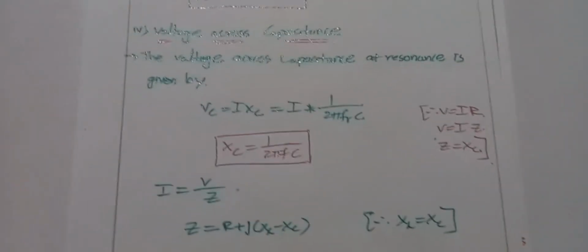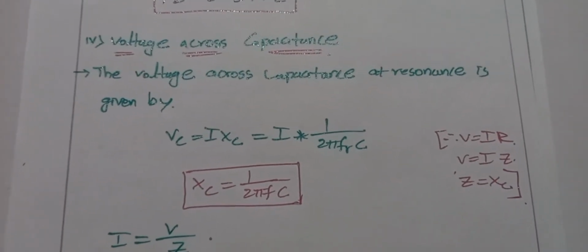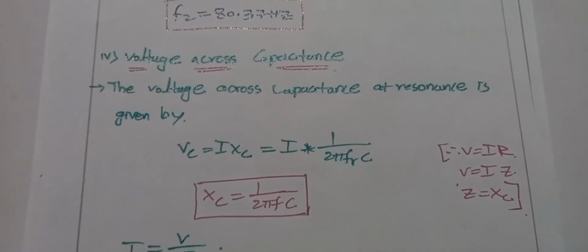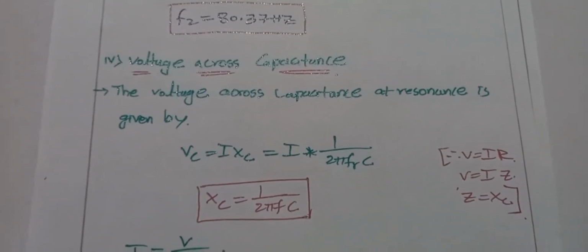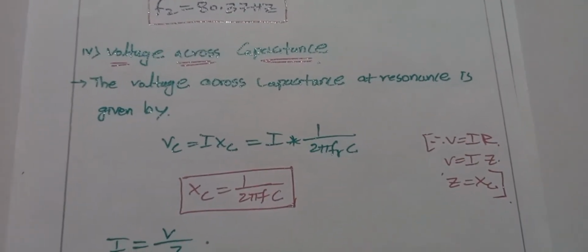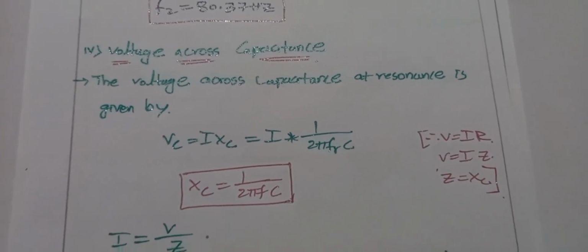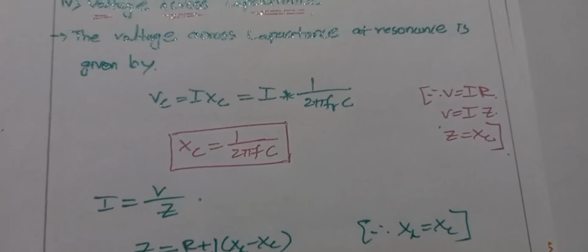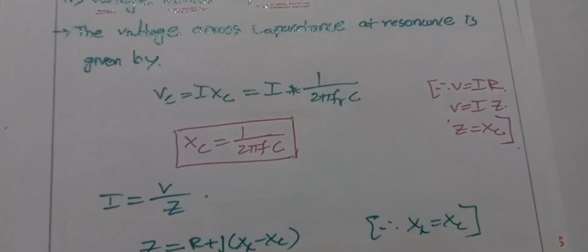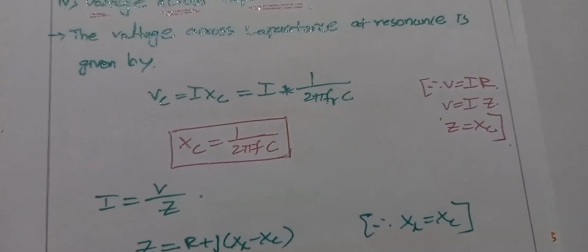Then finally we will go for voltage across capacitance. In the last problem we already solved resonant frequency, bandwidth, quality factor, as well as half power frequency. So other than those values, here the extra value is voltage across capacitance. The voltage across capacitance at resonance is given by Vc equal to I into Xc. Here Xc is the capacitive reactance, and I is the current value.